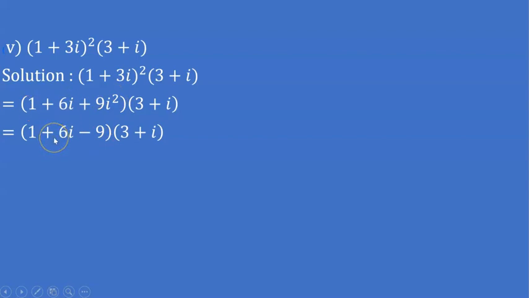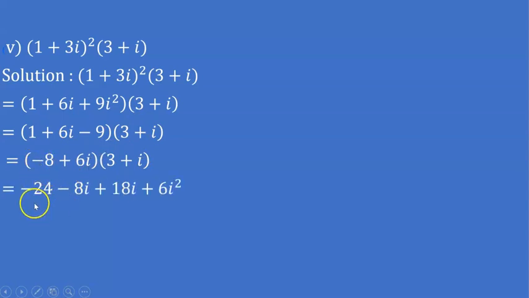1 plus 6i as it is, into, in next bracket, 3 plus i. 1 minus 9 means you will get minus 8 plus 6i. In the next bracket, 3 plus i. Next multiplication, minus 8 into 3, minus 24. Minus 8 into i, minus 8i. 6i into 3, 18i. 6i into i, 6i square.